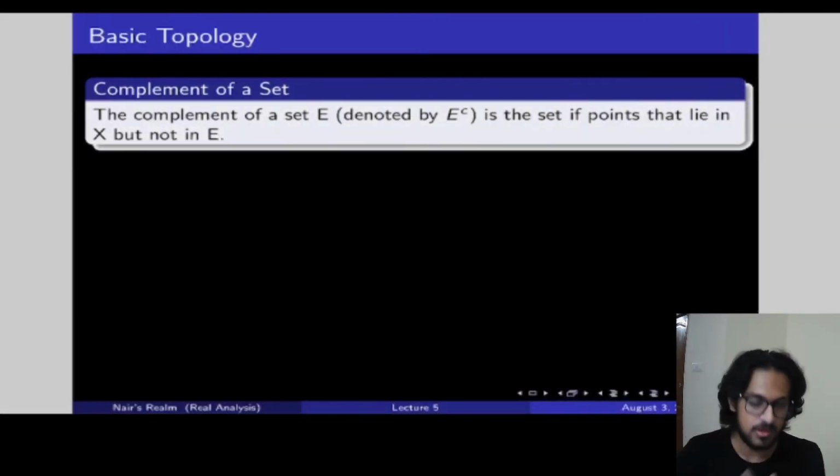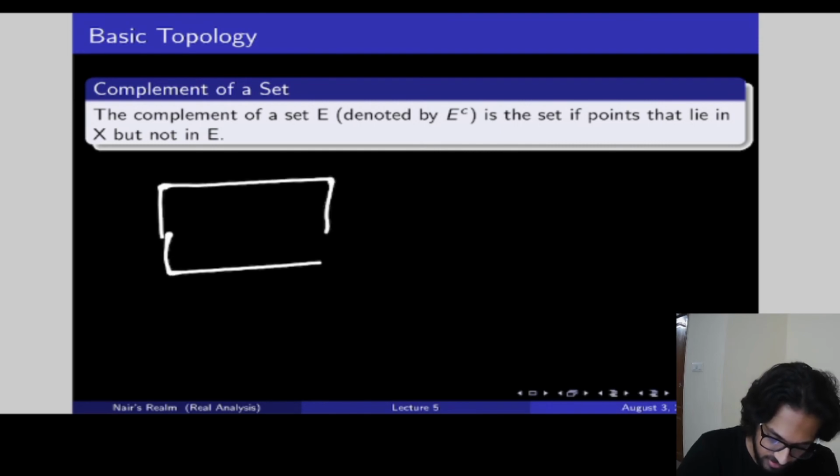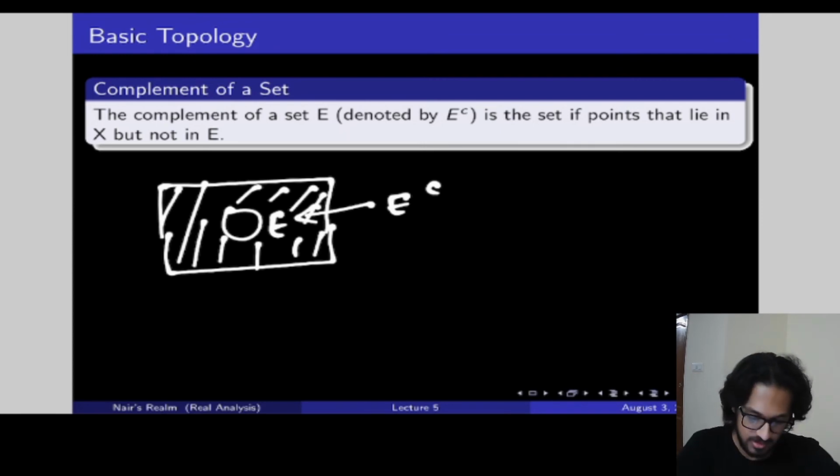Now, another important definition is the complement of a set. In set theory, we have learned that if I have some set, it doesn't matter what this is, these are all the elements. Let's say this is the set E. Then these elements here are E complement. This is what we've learned in set theory.